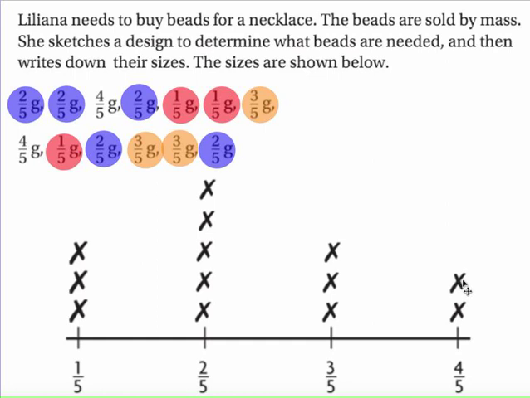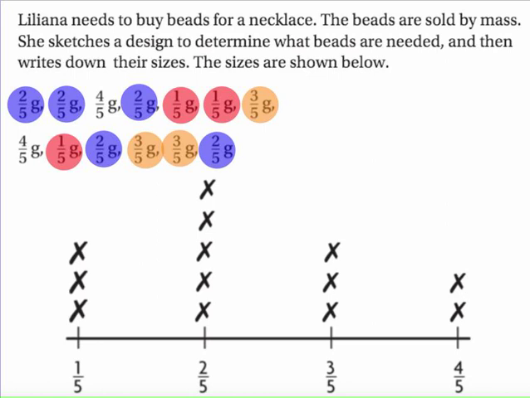Okay, so now we've organized our data and we can find out a bunch of things about these sizes. First off, we can see which one happens the most often. Well, 2/5 does because it's the tallest. So anytime you have the tallest one in line plots, that means it happened the most times. Same thing with being the shortest. That means it happens the least amount of times.